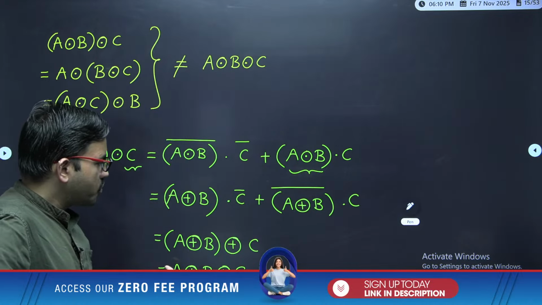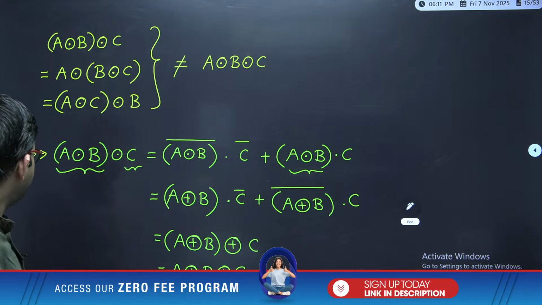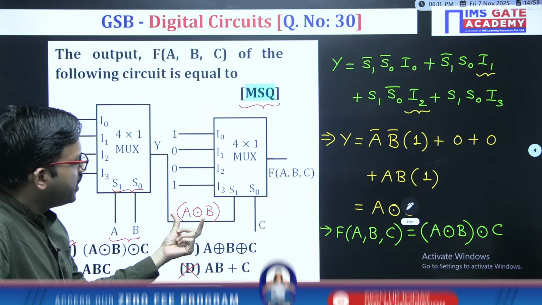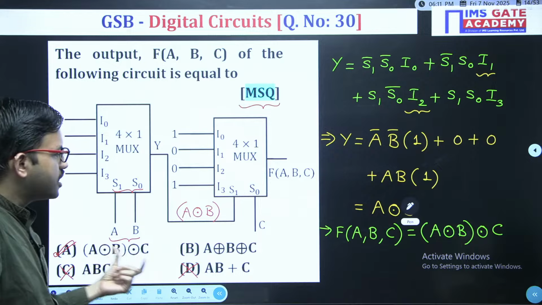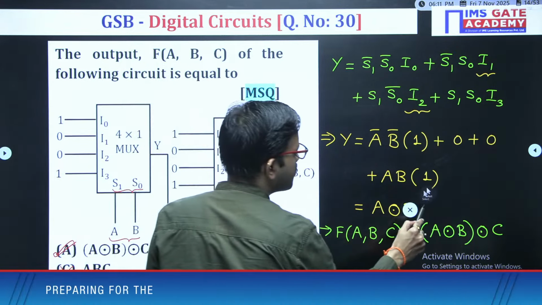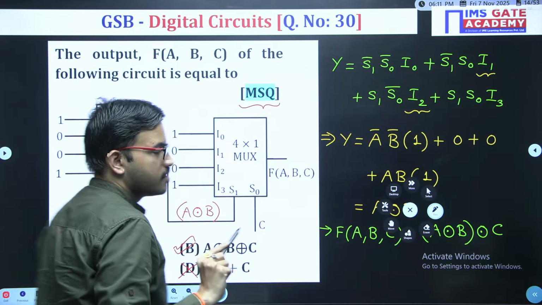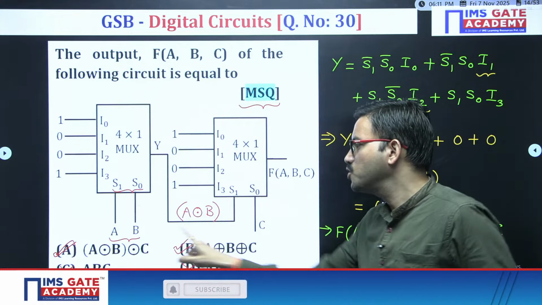Yeah, so here you are getting XOR, right? So just observe here. A XOR B XOR C, this is nothing but A XOR B XOR C, right? So that means option B is also correct. Option B is also correct. So for this question, 2 correct choices are there.